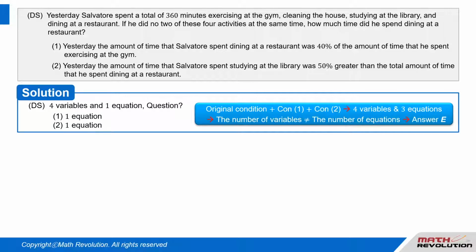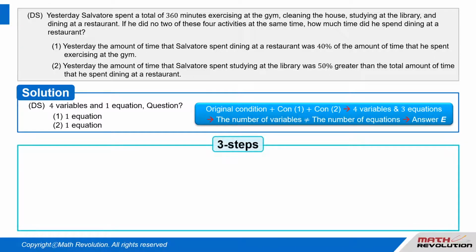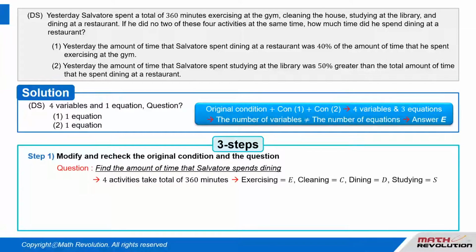However, since we need 3 more equations to match the numbers of variables and equations in the original condition, the unequal number of equations and variables should logically give us an answer E. Let's apply the 3 steps suggested previously. Follow the first step of the variable approach by modifying and rechecking the original condition and the question.